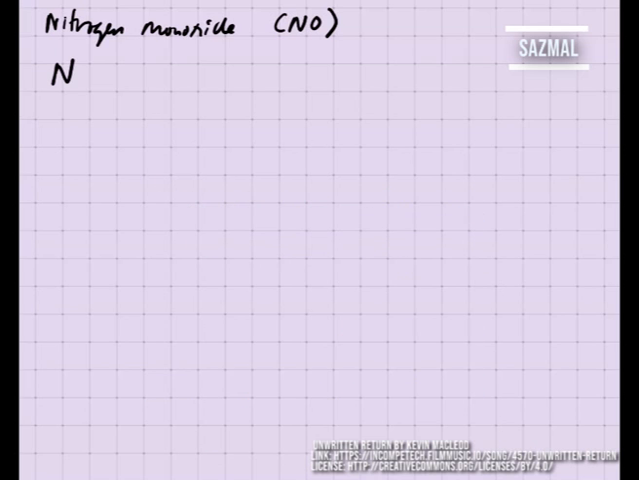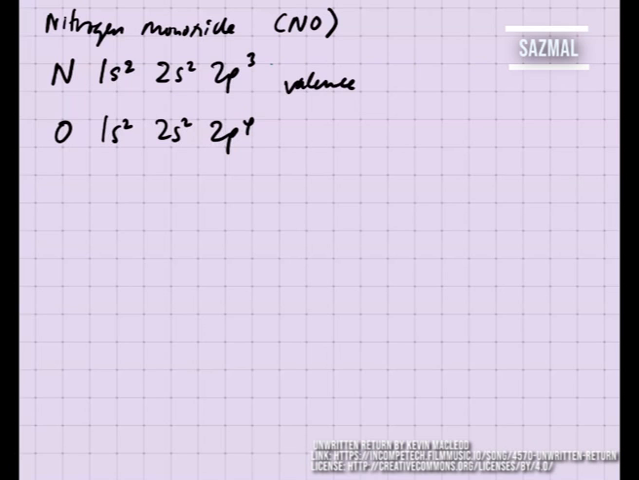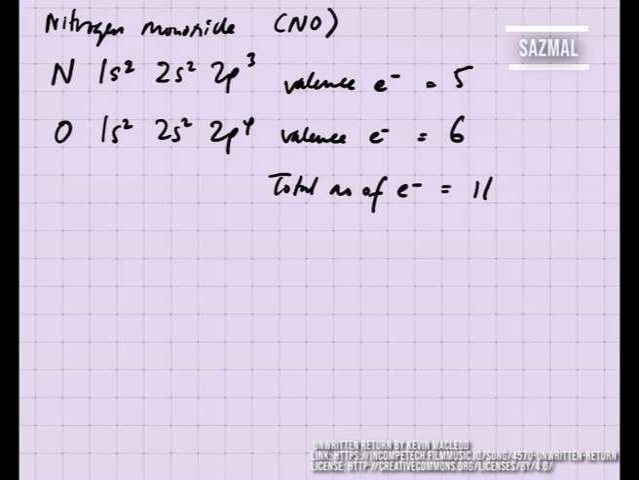So first we look at the electron configuration for nitrogen, 1s2, 2s2, 2p3, and for oxygen, which is 1s2, 2s2, 2p4. So the valence electrons for nitrogen is 5, whereas for oxygen the valence electrons is 6. So making the total number of electrons for nitrogen monoxide 11. It is an odd number. Right, so we look at its Lewis structure.